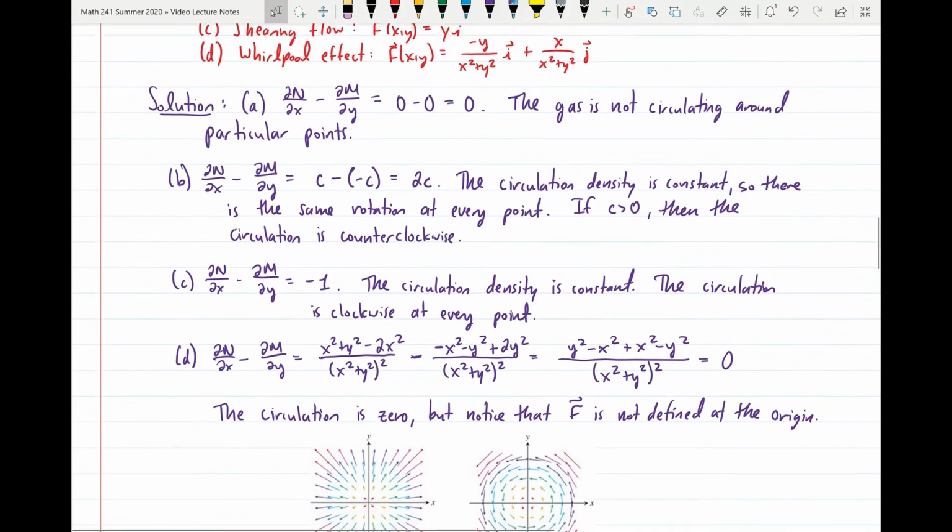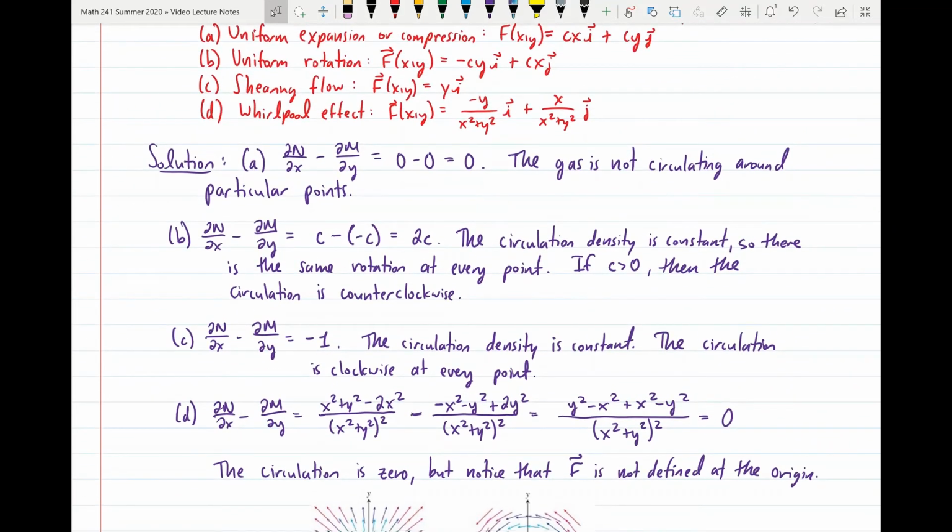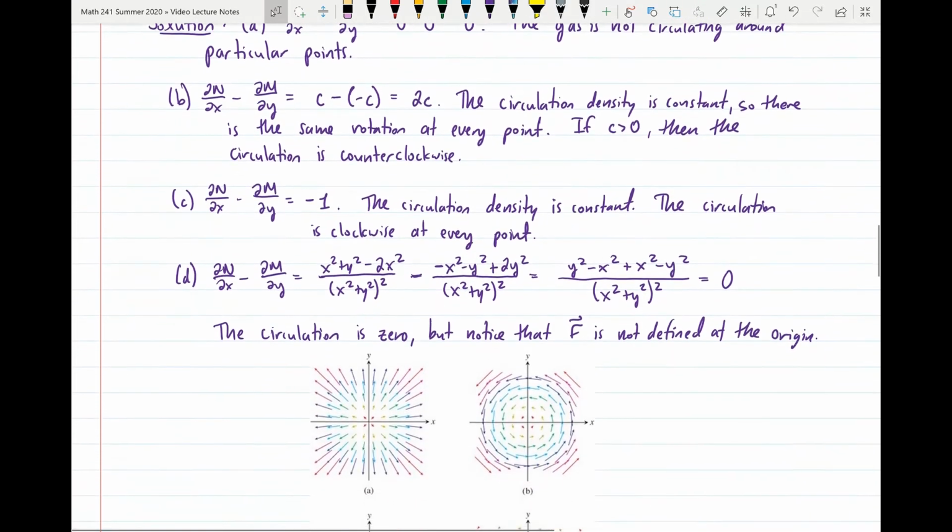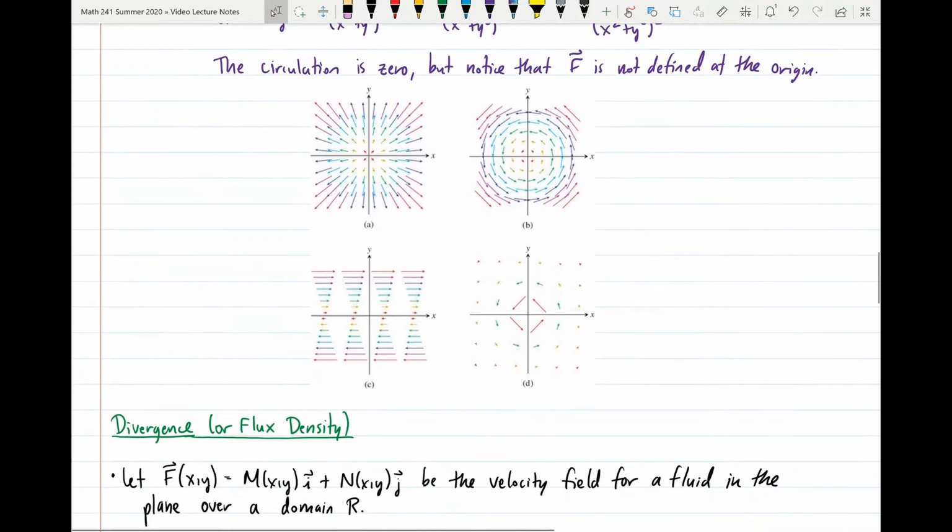Now for C, this one's called shearing flow. So our vector field is F(x, y) equals y times i. And again, I'll give you a picture of what this looks like. So that's this diagram here.